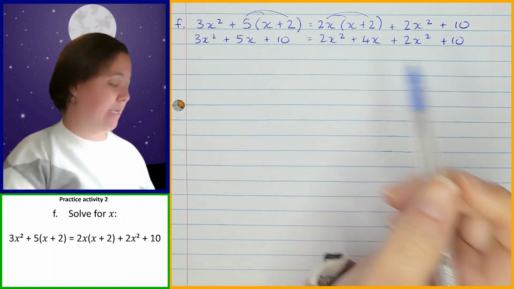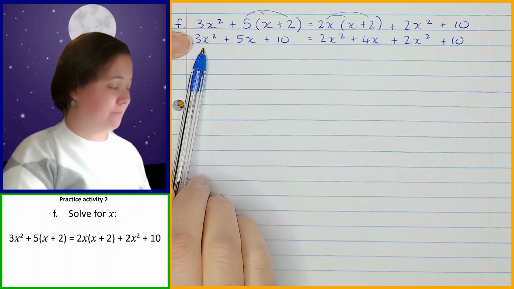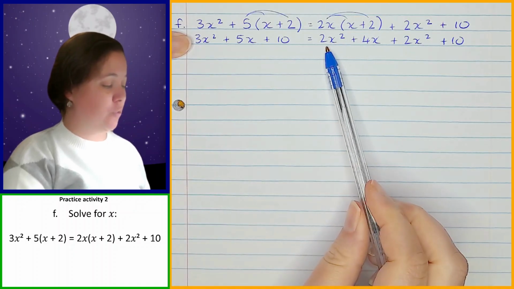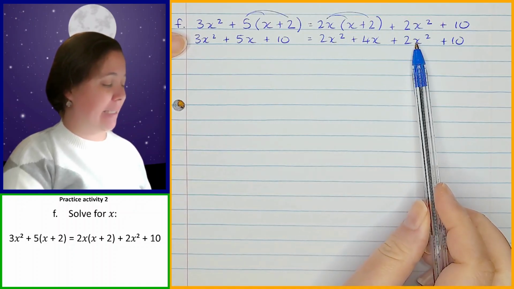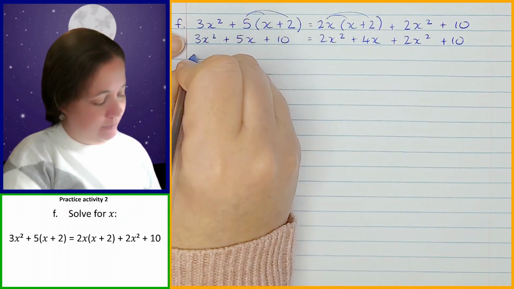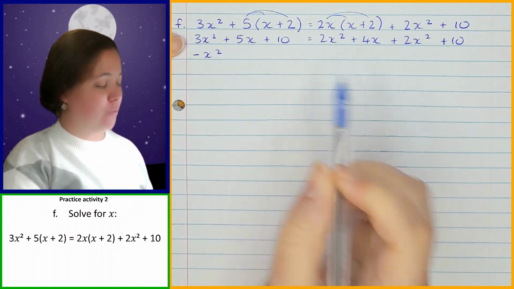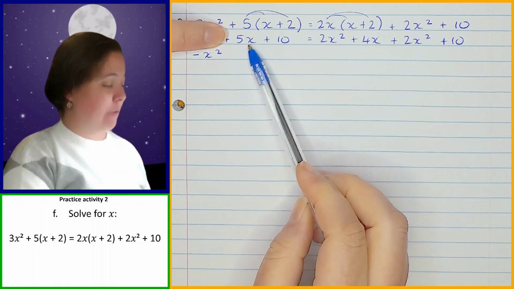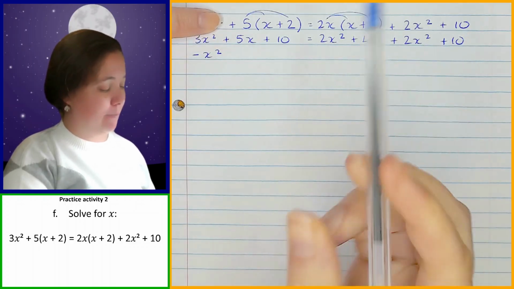So I'm going to do my x squareds first. So I've got 3x squared over here. Then I'm going to minus 2x squared and minus 2x squared again. That gives me negative x squared. Then I do my x's. I've got 5x. I'm going to minus 4x. That gives me plus x.